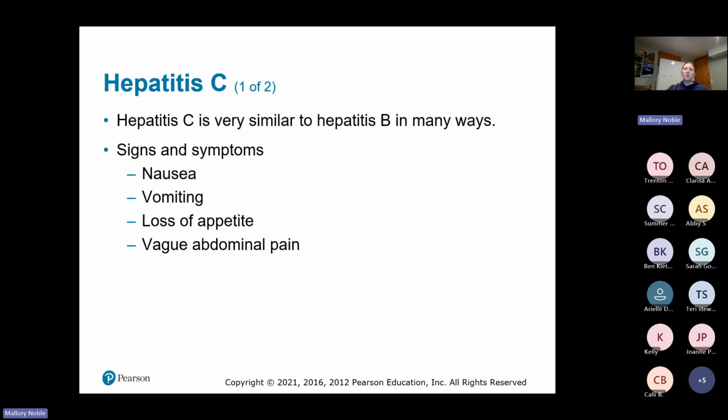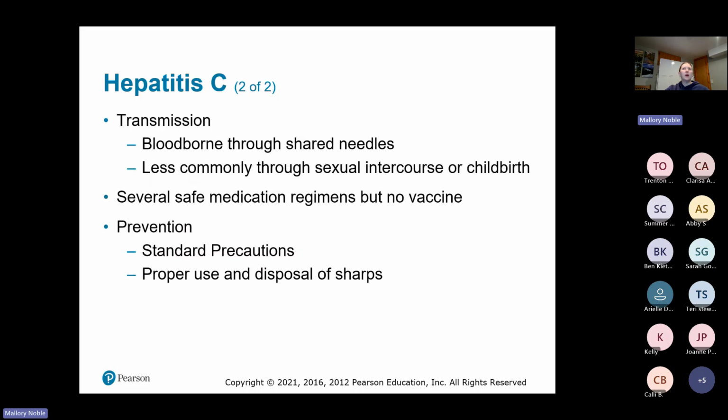Hepatitis C is very similar to Hep B in many ways. Signs and symptoms are going to be almost identical: nausea, vomiting, loss of appetite, etc. This one is transmitted through shared needles, less commonly through sexual intercourse or childbirth, versus Hep B, which is fairly common during sexual intercourse and childbirth. Several safe medication regimens exist, but there's no specific vaccination for hepatitis C.